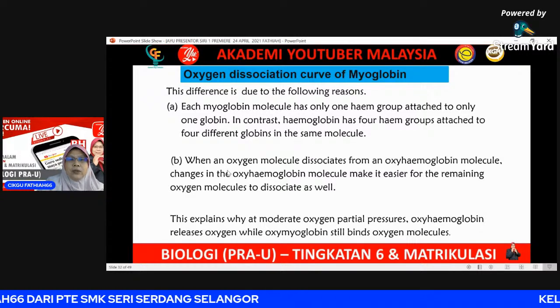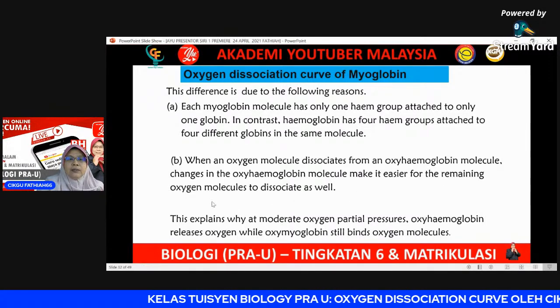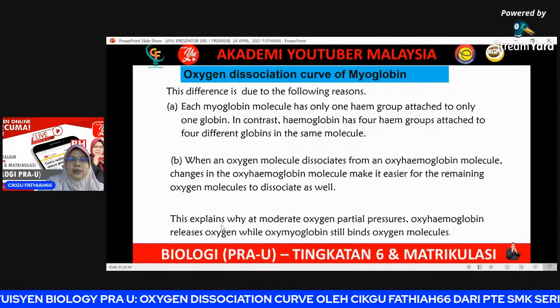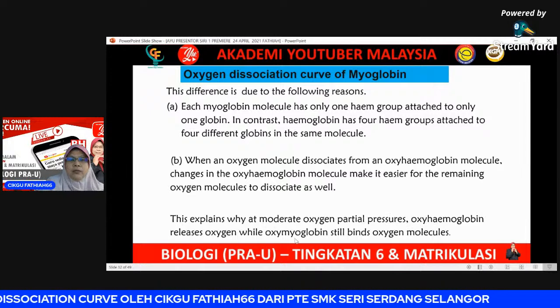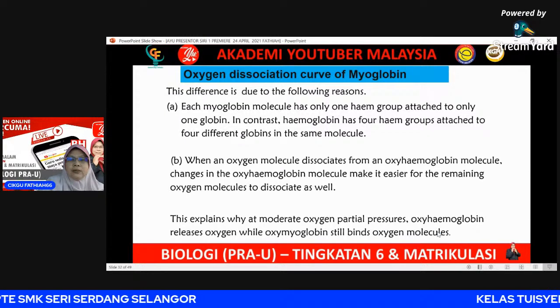When an oxygen molecule dissociates from one oxyhemoglobin molecule, changes in the molecule make it easier for the remaining oxygen molecules to dissociate as well. This explains why, at moderate oxygen partial pressure, oxyhemoglobin releases oxygen while oxymyoglobin still binds oxygen molecules.